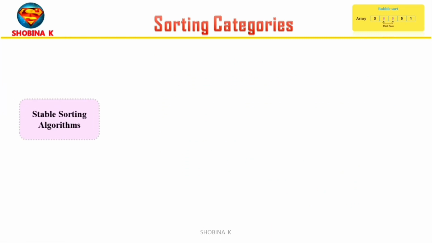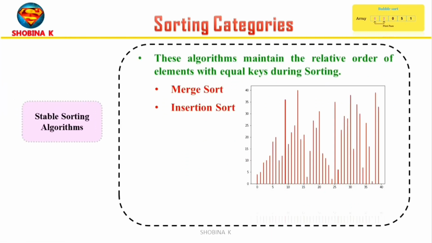Next are the stable sorting algorithms. These algorithms maintain the relative order of elements with equal keys during sorting. Examples include merge sort and insertion sort.